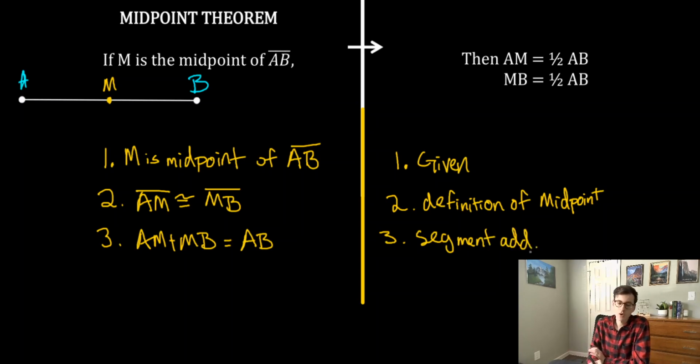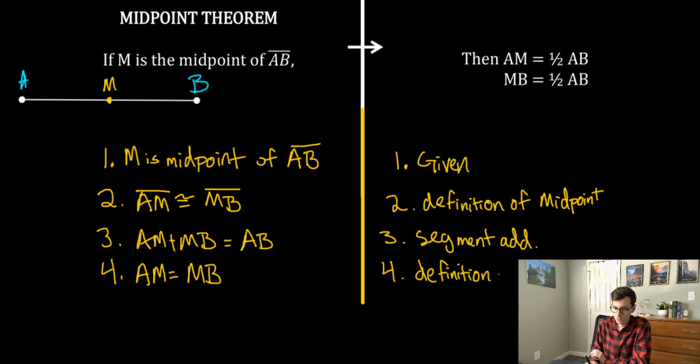Now I'm thinking, if I can somehow substitute in AM for MB, then I can have 2AM equals AB, and then maybe I can get AM equals half AB. So let's try that. Before I do that, I need to convert, because here these are segments, not lengths. So I know that AM is equal to MB by the definition of congruent segments.